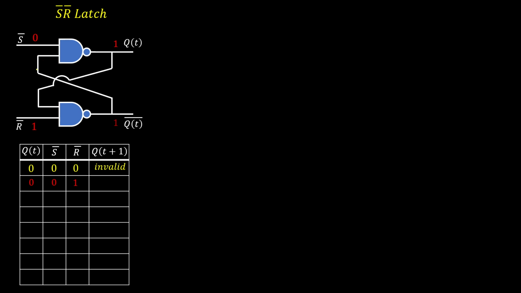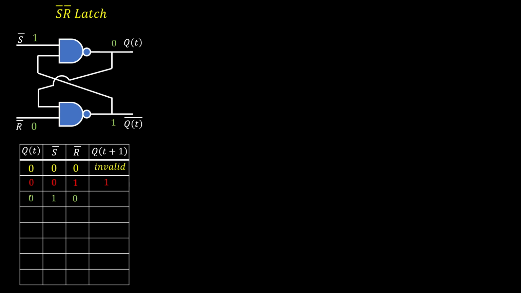We will try this one more time. These two ones go to the feedback. Now let's see. For first NAND gate, one input is 0, so output is 1. And for the second NAND gate, both the inputs are 1, so output is 0, which is valid state. Present state QT is 1 and QT bar is 0, which is valid state. So for present state 0, input 0, 1, next state is 1.